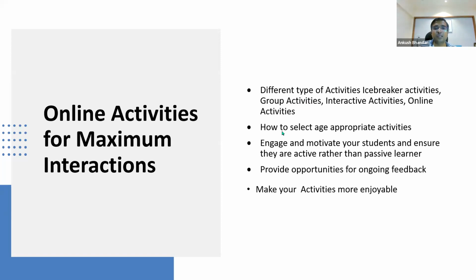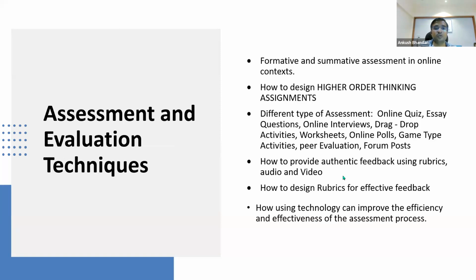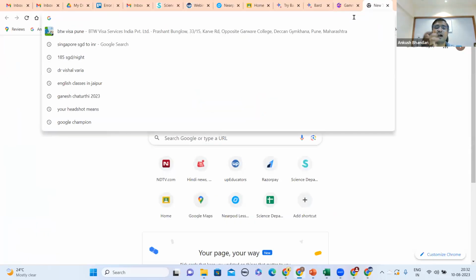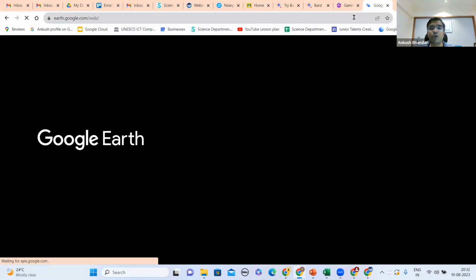Different kinds of activities, age appropriate activities, provide opportunities for ongoing feedback, make your activities more enjoyable. So let me take you through a couple of tools for different activities. For example, I am teaching mathematics subject. And in mathematics, I want to take my students outside the four walls of the classroom. For example, I'm teaching geometry shapes, and my students are asking, what is the importance of learning these geometry shapes in real life? What I can do, I can take them to, for example, I'm teaching geometry shapes like a triangle, quadrilateral, square.